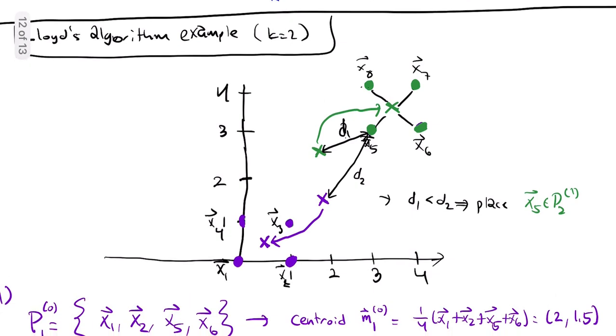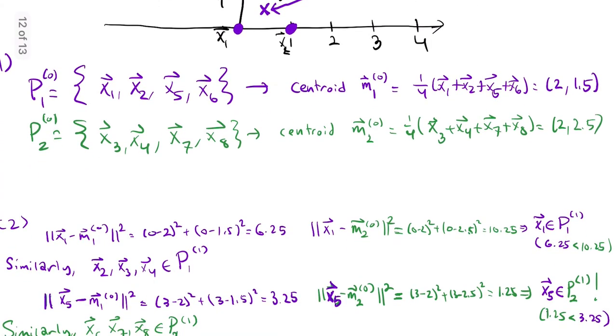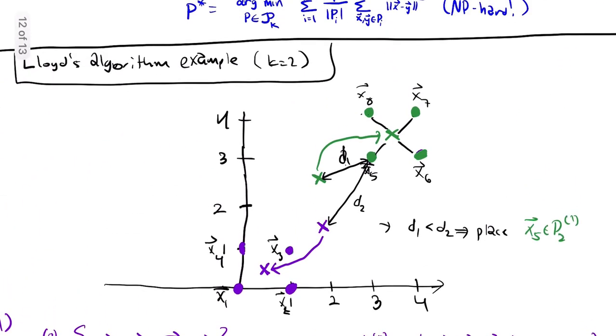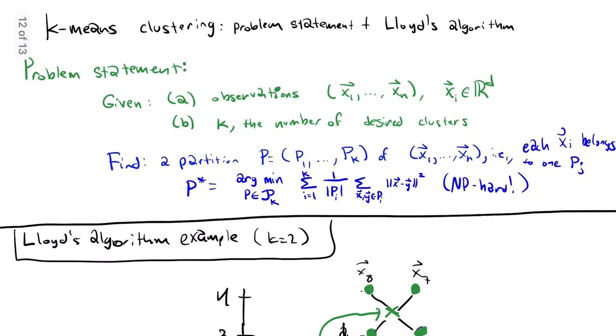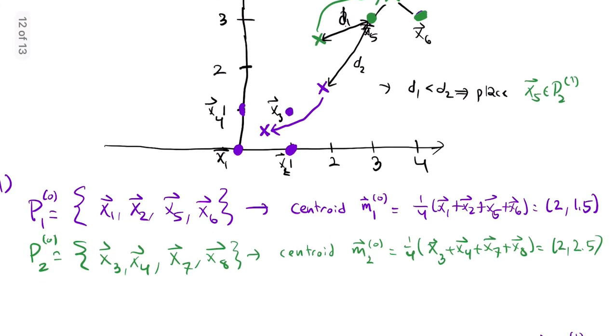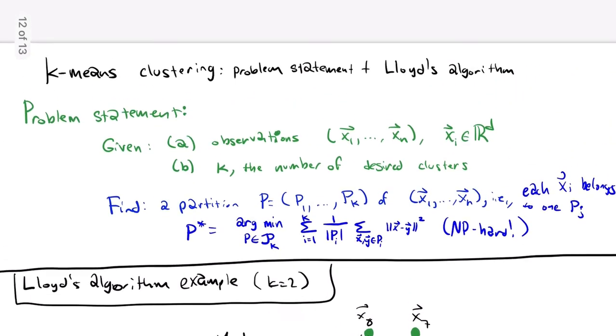Lloyd's algorithm, given an initial configuration, computes the centroid of each classification, then for each point in the domain, computes its distance to the centroids, and then places it in the class that minimizes the distance to the mean. And that is why this is called k-means clustering, because the centroid or the mean of the cluster is essentially how you're making this decision.